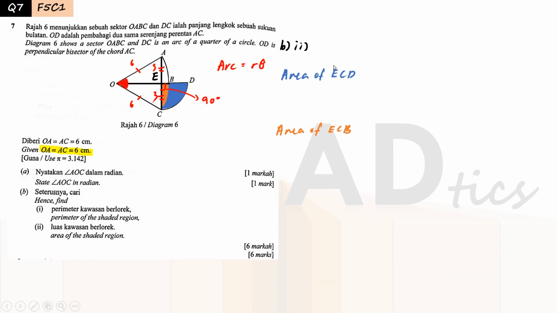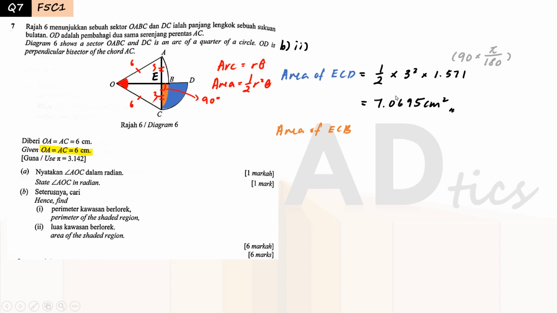To find ECD, which is a sector of a circle, we can use the formula given in this chapter, which is 1 over 2 times r squared times theta. So here it will be 1 over 2 multiplied with the radius of the circle, which is 3, squared, then multiplied with theta, or the angle, which is 90 degrees, or in radians is 1.571, calculated in the previous part, which is part B1. Then I multiply to get the area of ECD.